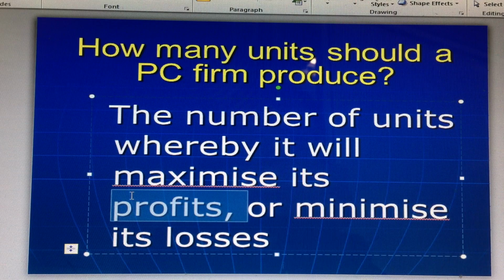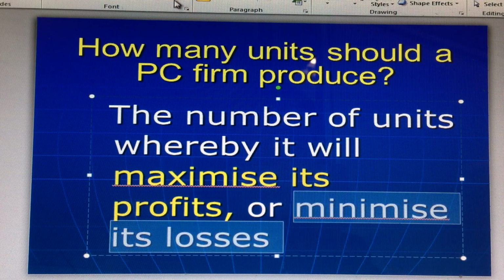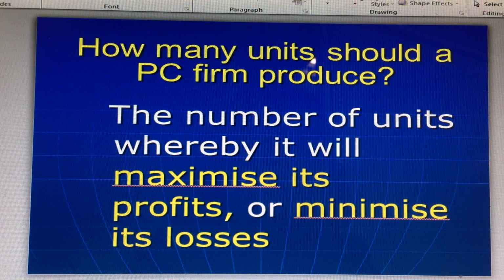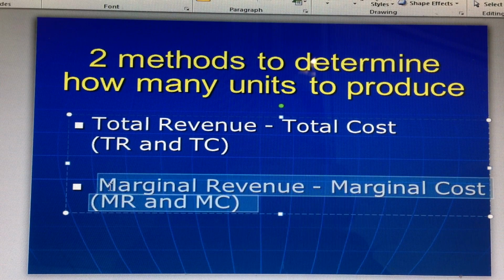So how many units should you produce? Of course, we are in it to maximize profit or minimize losses. Of course, hopefully it's maximize profit. So how can we maximize profit? We'll go slowly at this point because we are embarking on a new topic. Total revenue minus total cost, that will be your profit. If you know the total, that will be good. Alright, how does that work? I'll come back on this point later.